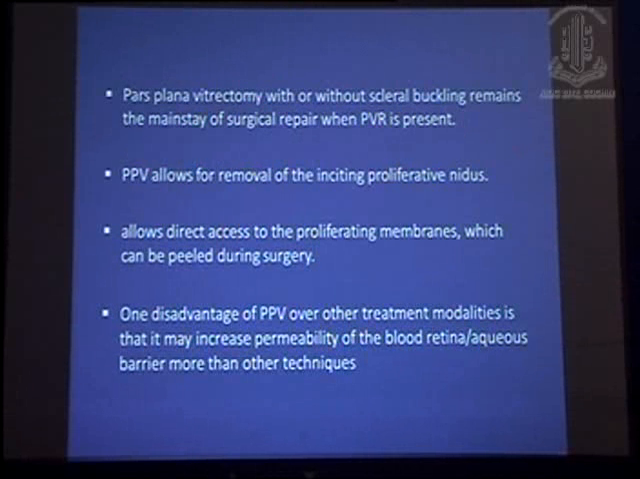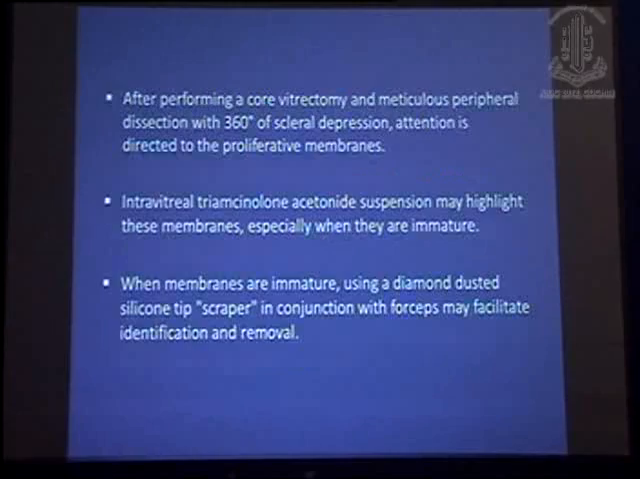Now, pars plana vitrectomy, with or without scleral buckling, remains the mainstay of surgical repair when PVR is present. It allows for removal of the inciting proliferative nidus, allows direct access to the membranes, which can be peeled during surgery, and the disadvantage being that it paradoxically increases the permeability of the blood retinal barrier more than the other techniques. So we won't go into the details, sir. I will show it in the video when we come to it.